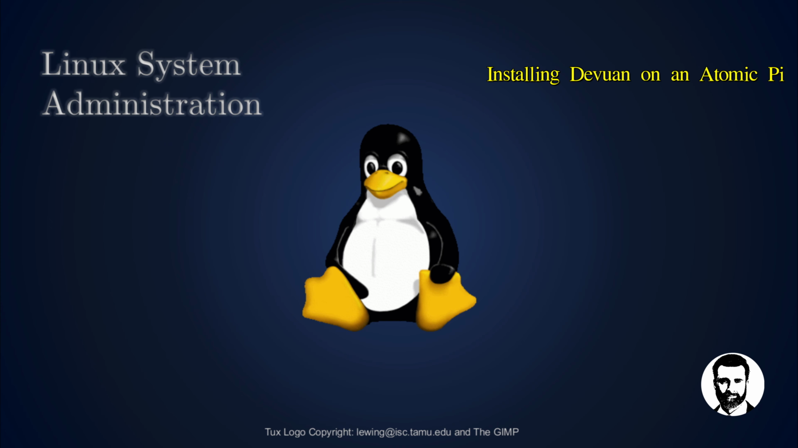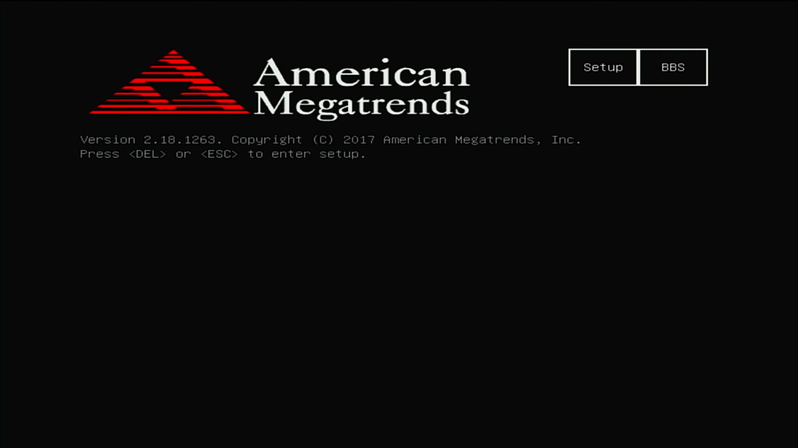If you haven't heard about Devuan, then please go check it out at devuan.org. And if you haven't heard of Atomic Pi, then check out the Atomic Pi. They're on Amazon for about $30.82, something like that. Anyway, let's go ahead and get started.